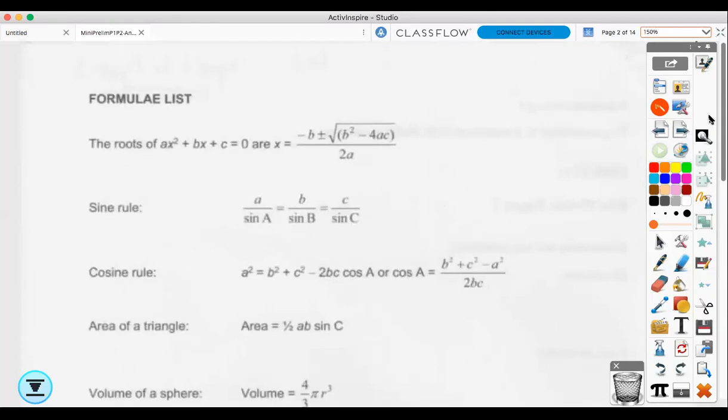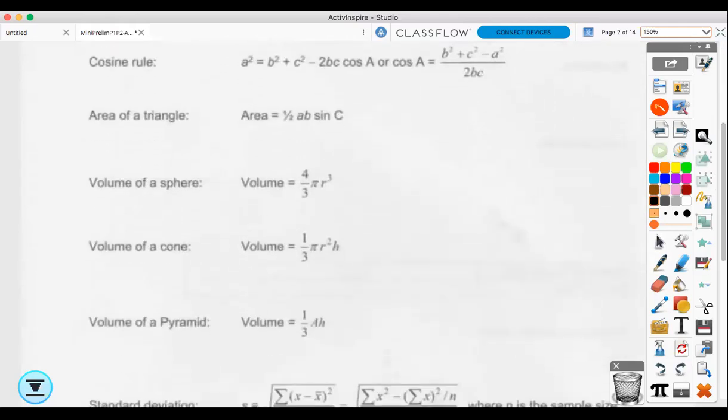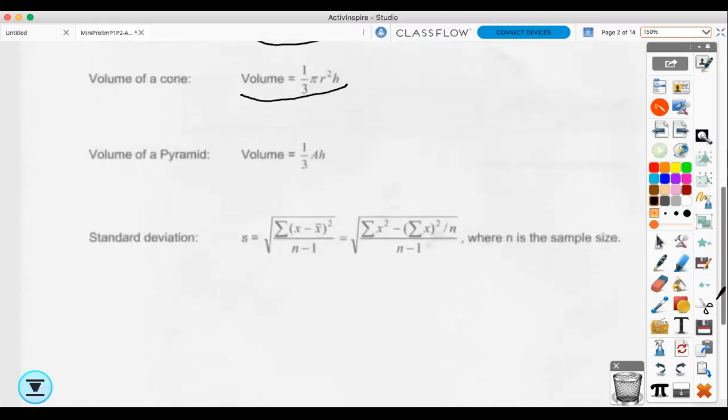Actually, the formula list that you needed to use between paper 1 and paper 2, these are the different formulae that you needed to use. So we needed to use this one. You didn't have a question with sine rule, no cosine rule. There was no area of triangle, but you had a volume of a hemisphere, so you needed that formula. A volume of a cone as well, you needed that formula. So you needed three formulae from these.